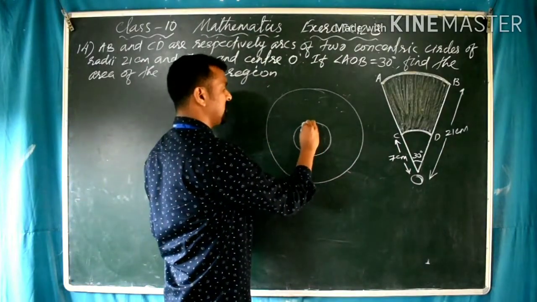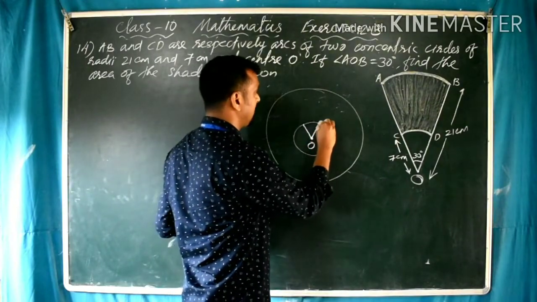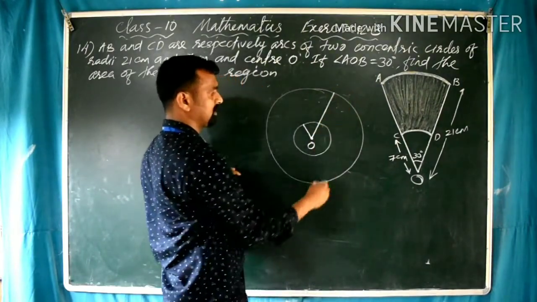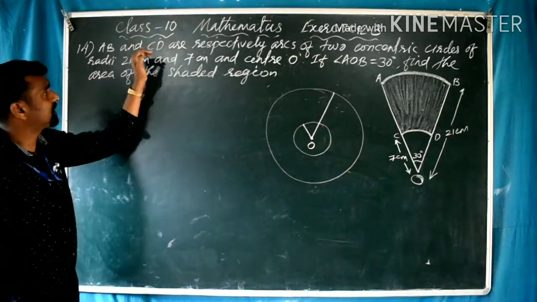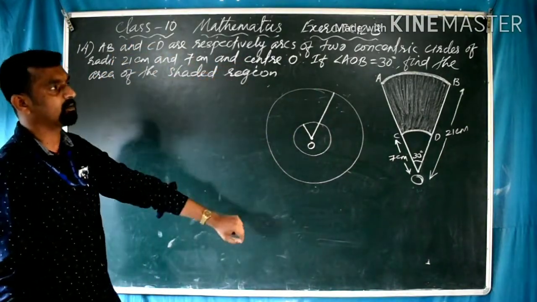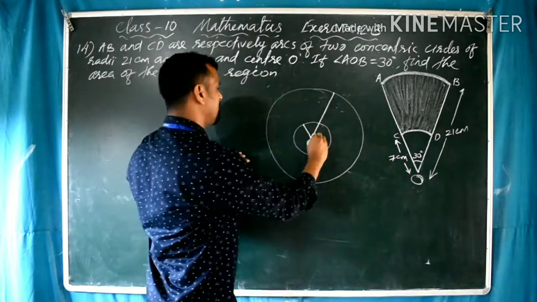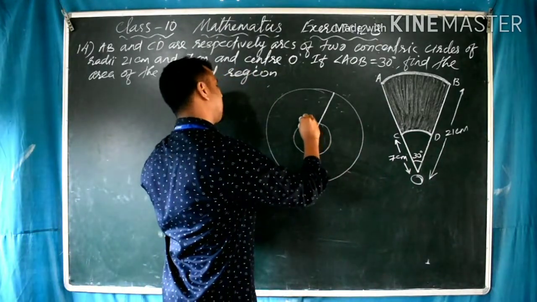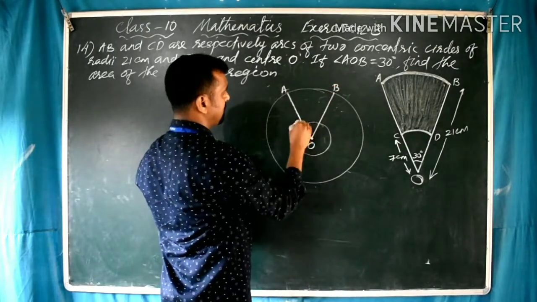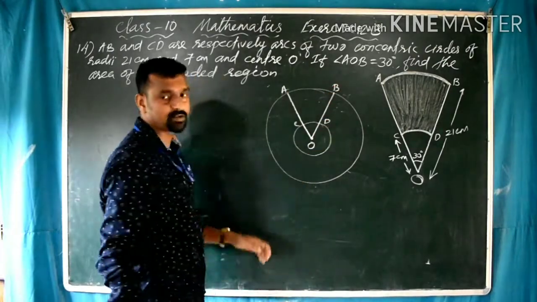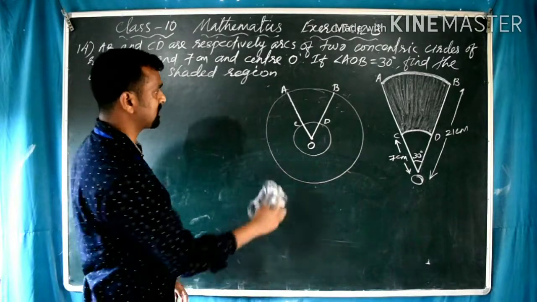This one is the radius of the small circle and this one is the radius of the large circle. Here we have taken two arcs of the circles. AB and CD are respectively arcs of two concentric circles. This one is AB and this one is CD. The center of the two circles is O.